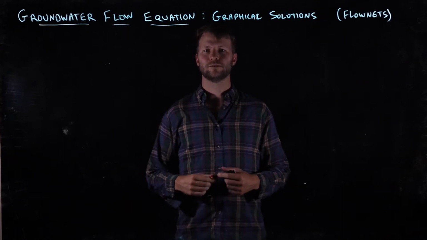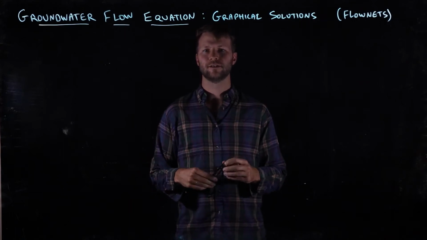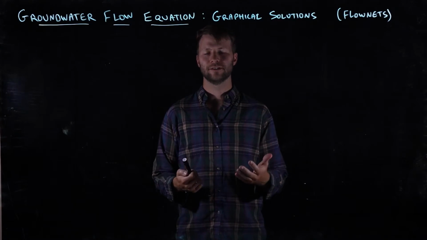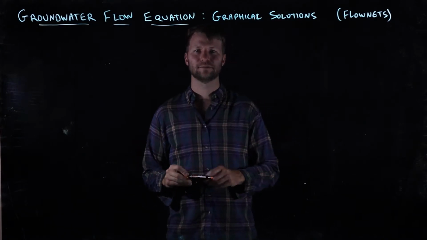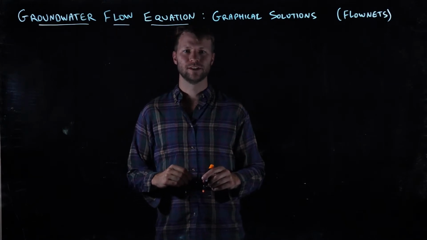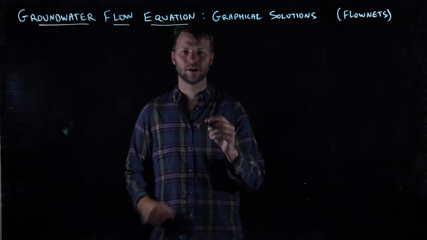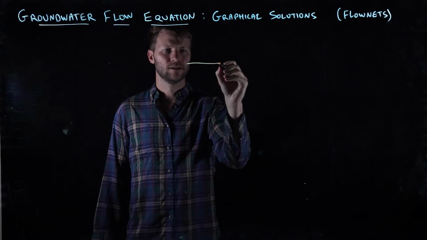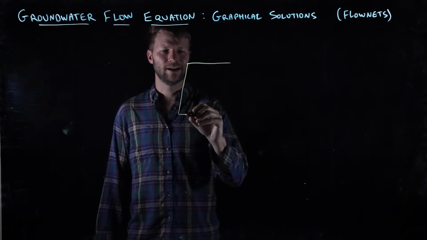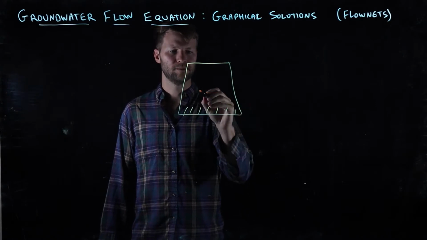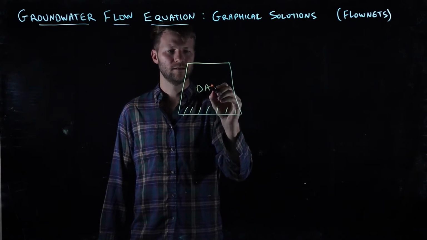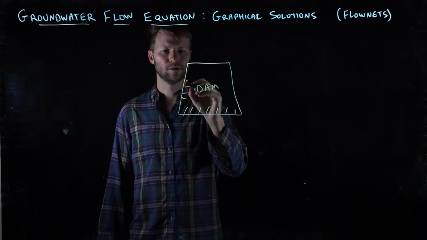We're now going to take the rules that we learned about groundwater flow and its graphical depiction and apply them to a really classic problem in hydrogeology, which is flow under an impermeable dam. So let's say that this is your dam here, and it's basically totally impermeable.